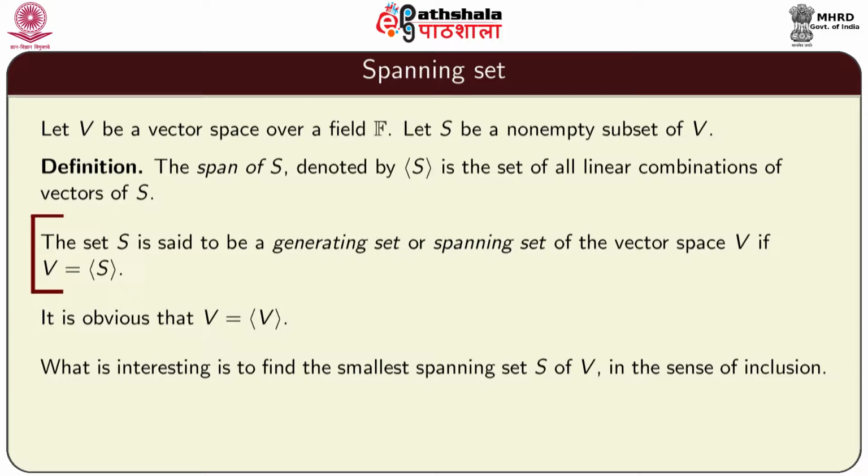A set S is said to be a generating set or a spanning set of the vector space if the span of S is nothing but the whole vector space V. You can see that S being a subset of V and V being a vector space, the span of S is surely contained in V. Now, when this containment becomes an equality, that is when we call S a generating set or a spanning set of the vector space V.